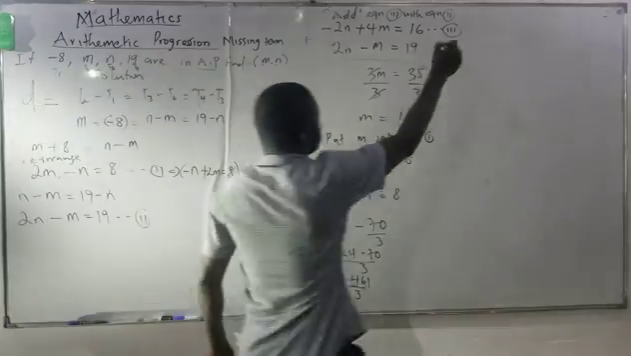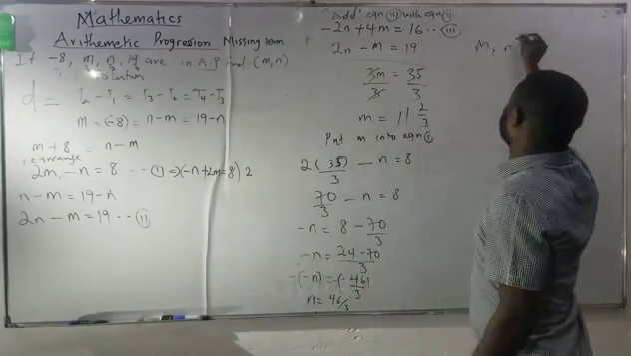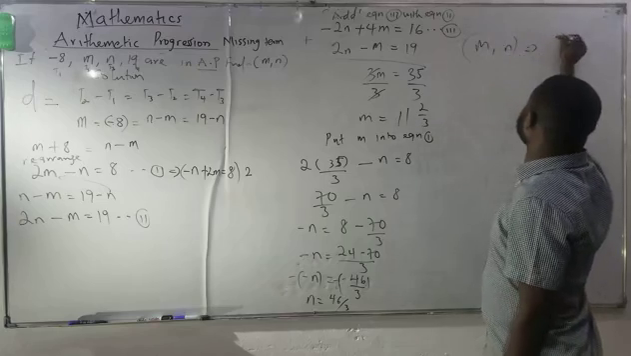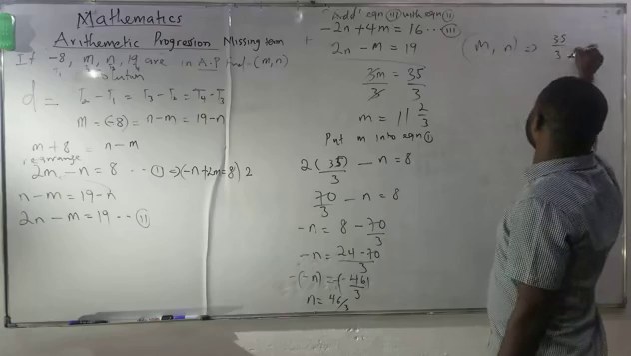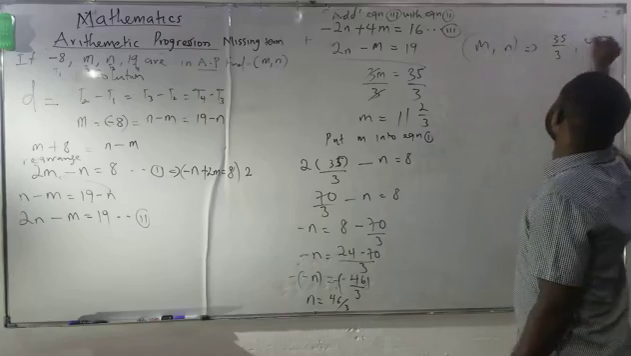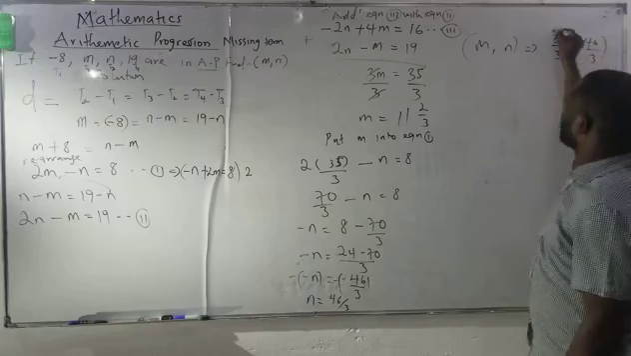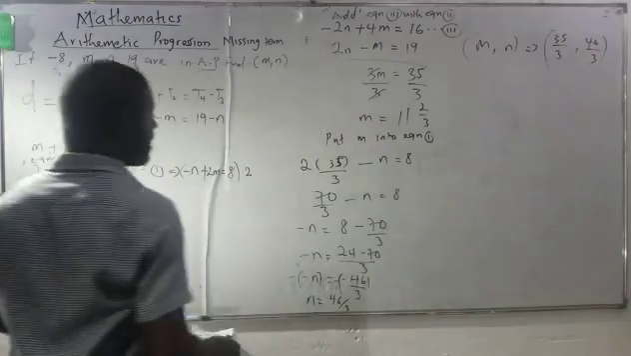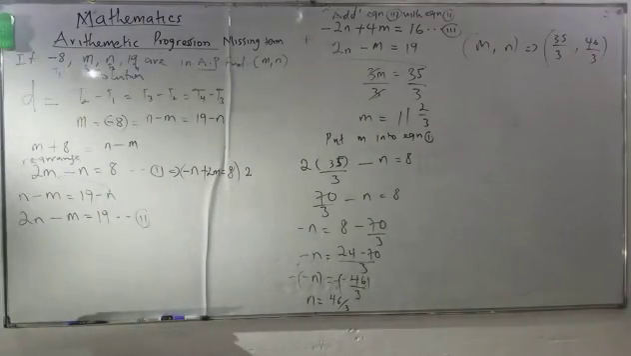My m comma n implies 35 all over 3 comma 46 all over 3. Hope I don't make any mistake. I doubt it. Now that's all about that.